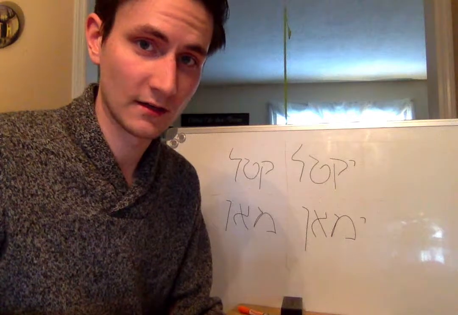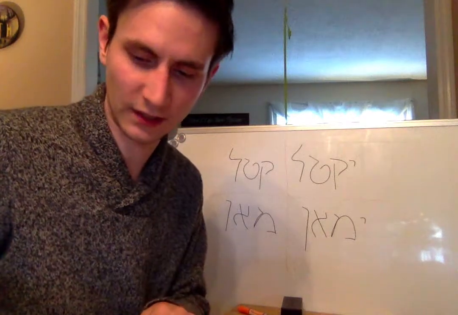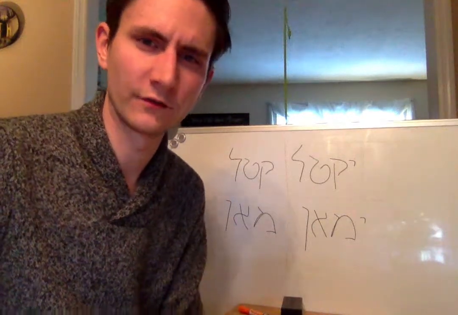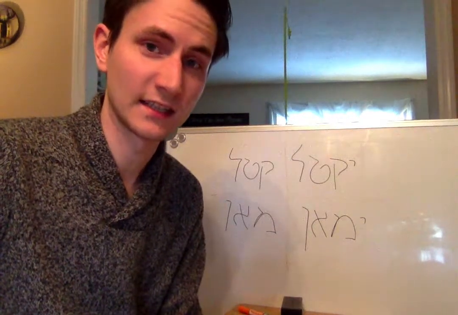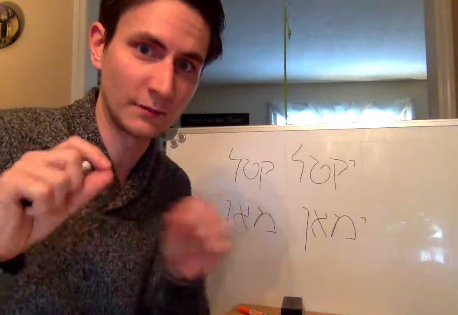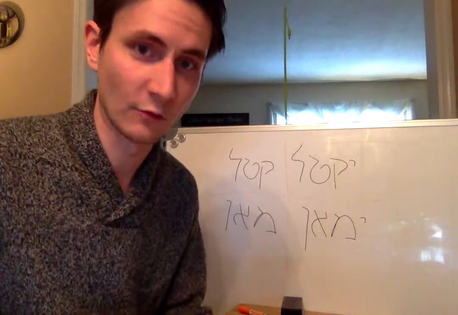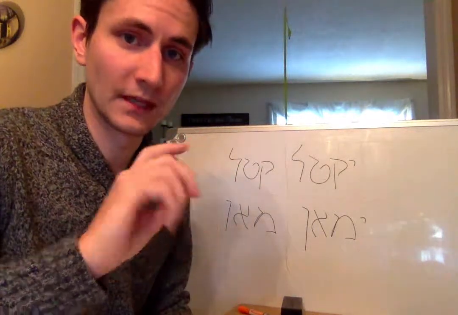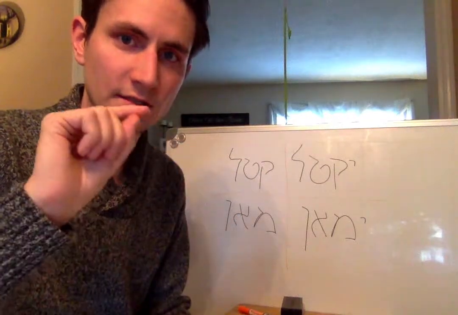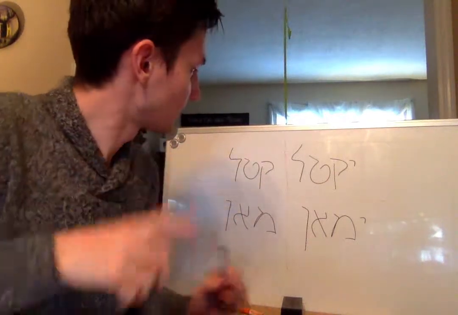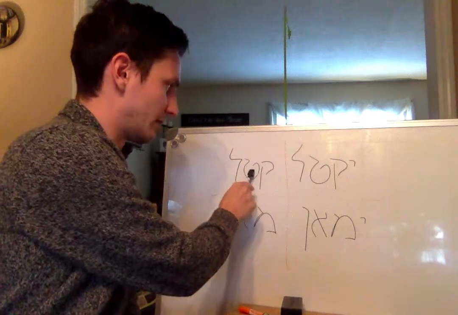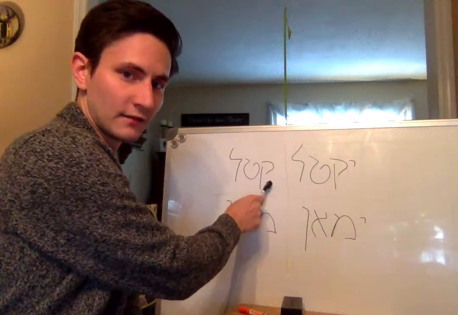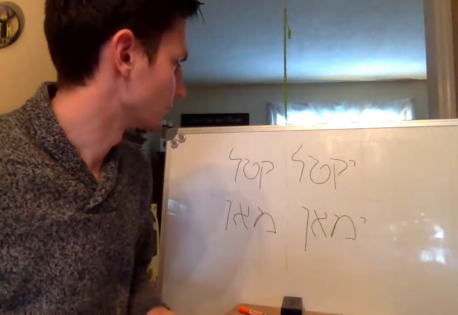So do you remember what the markers are for the Piel? What are the clues? Remember, we're not trying to understand every little detail, but we're looking for the basic clues, and we're acting as detectives, paying attention to little pieces that will help give us the right answer. So the Piel in the perfect, remember the clue is the doubling in the middle root. So right here in katal, there would be doubling right here. And also another clue is there's often a hirek in the first root.